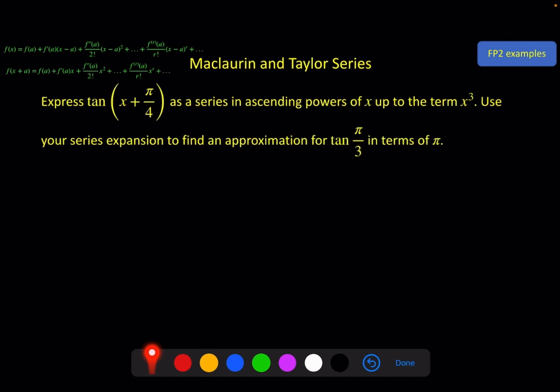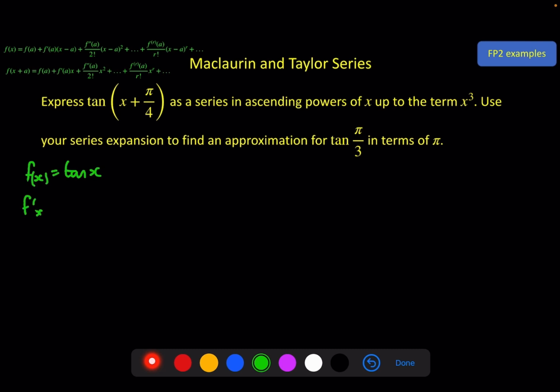Final example then has a little bit extra. We're going to express tan of x plus pi by 4, so we are going to use this one again, and then we're going to use it to find an approximation for tan of pi by 3 in terms of pi. So to begin with, very similar, we are going to use f of x is equal to tan x.